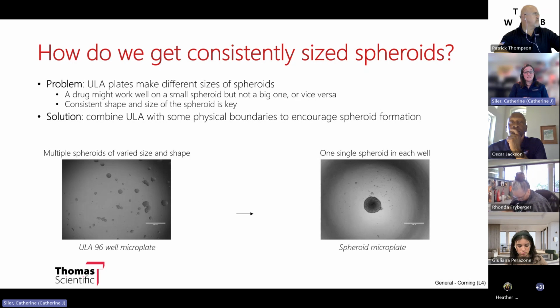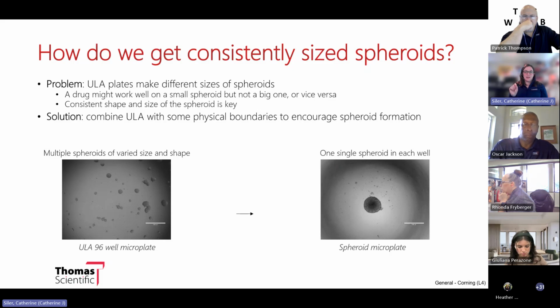So the solution is combining our ultra low attachment surface with some special geometry to help encourage really consistent spheroid formation. So our comparison down on the bottom here, if we have just a typical 96-well microplate format with our ultra low attachment surface, we got lots of spheroids in the well. So, okay, we've got a spheroid, that's good, but we want consistency.